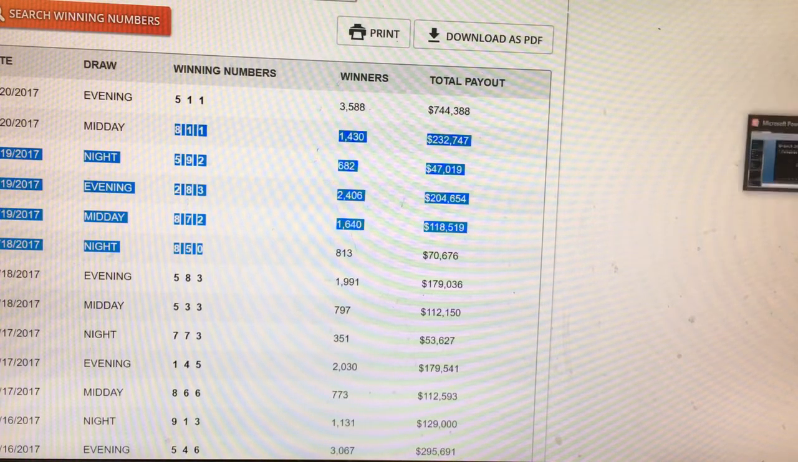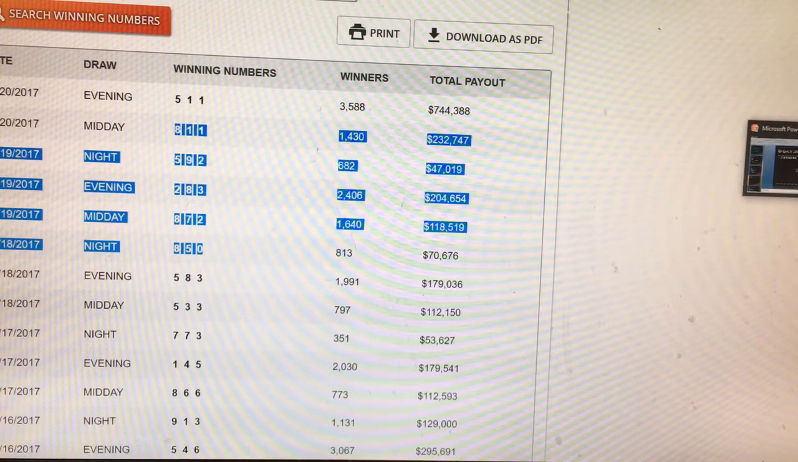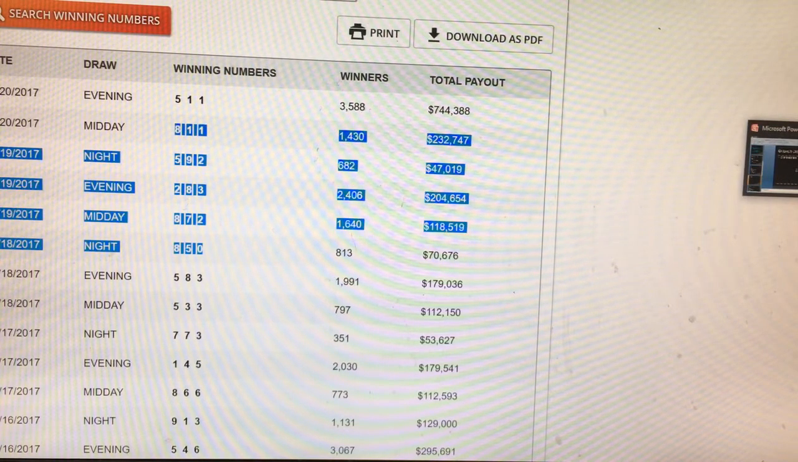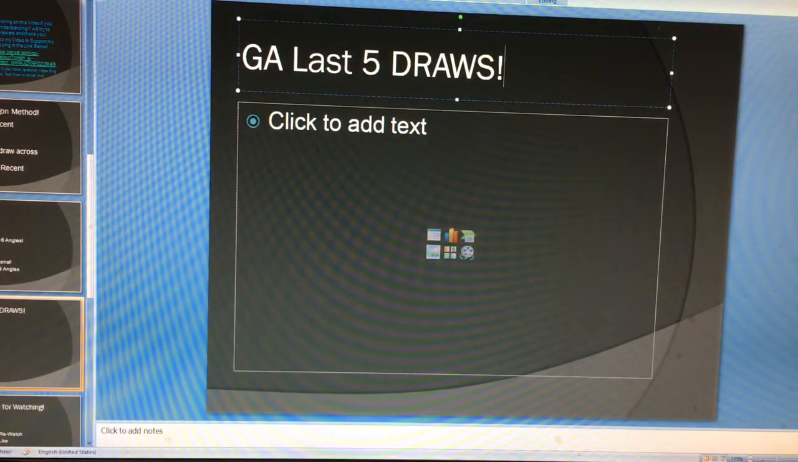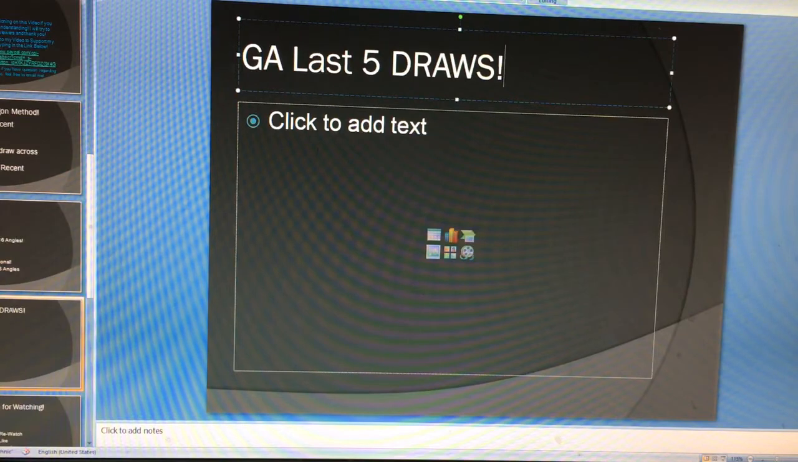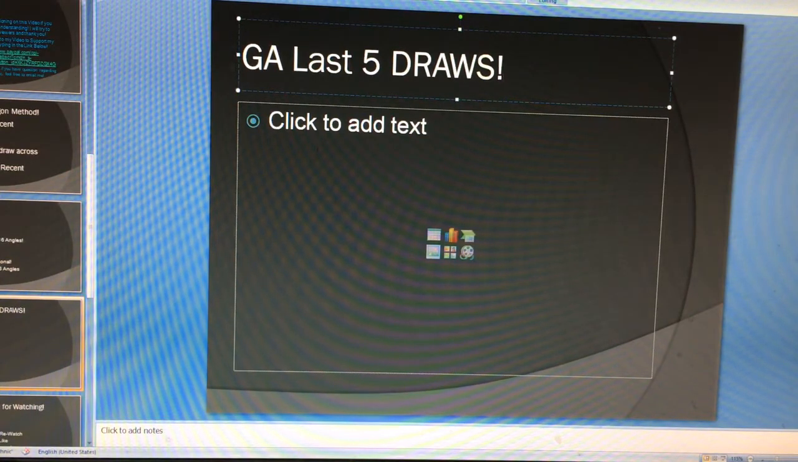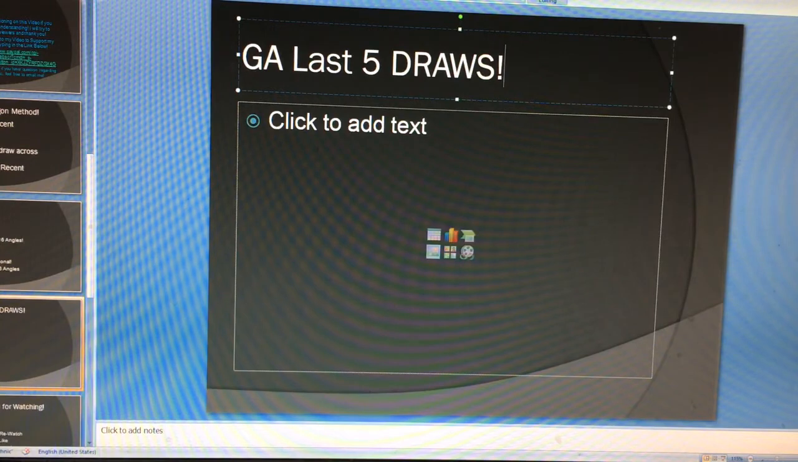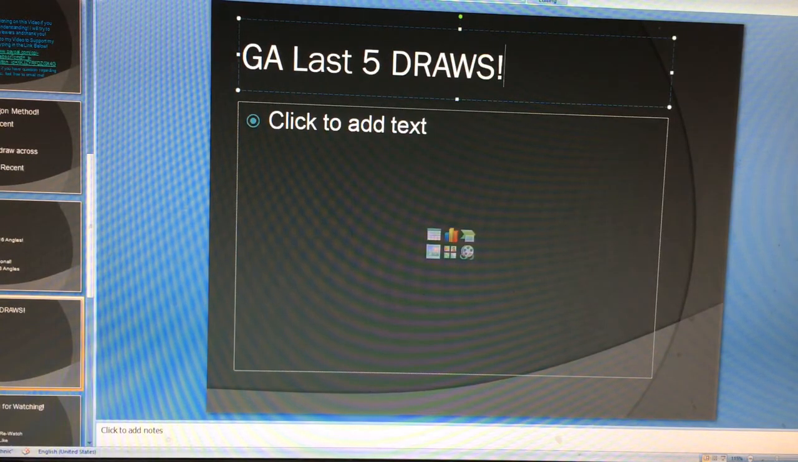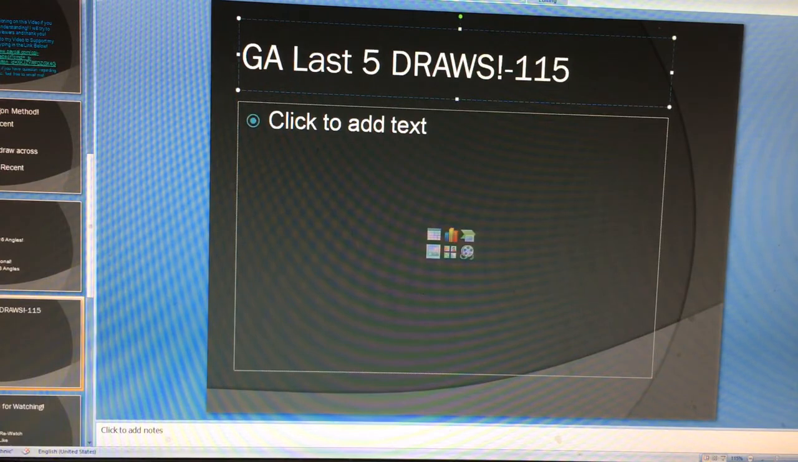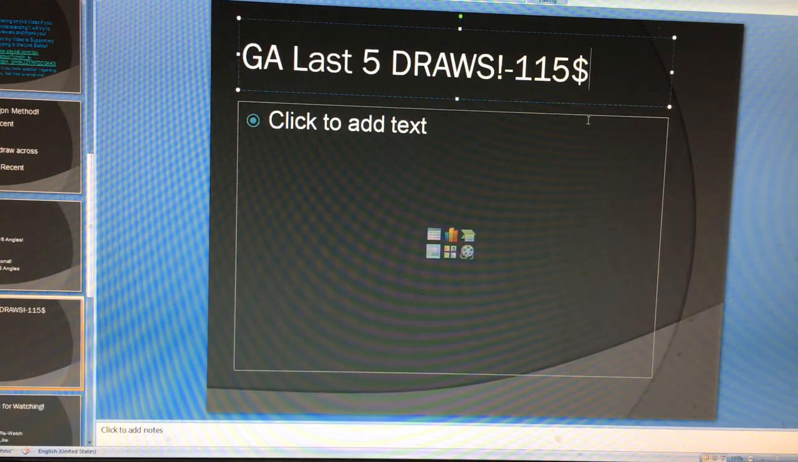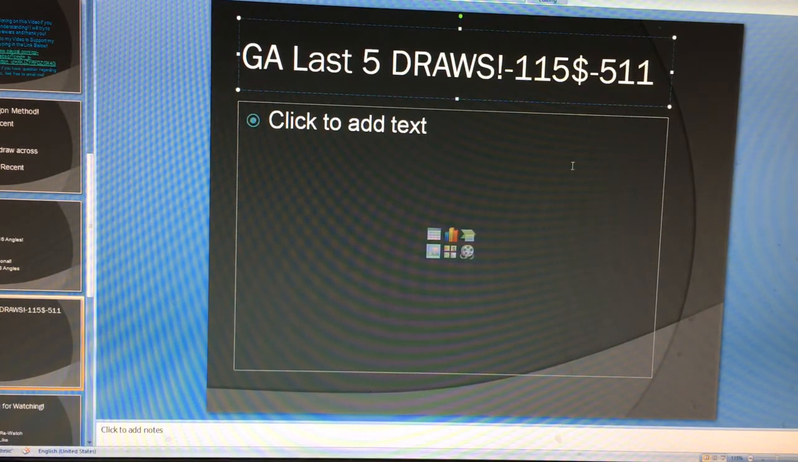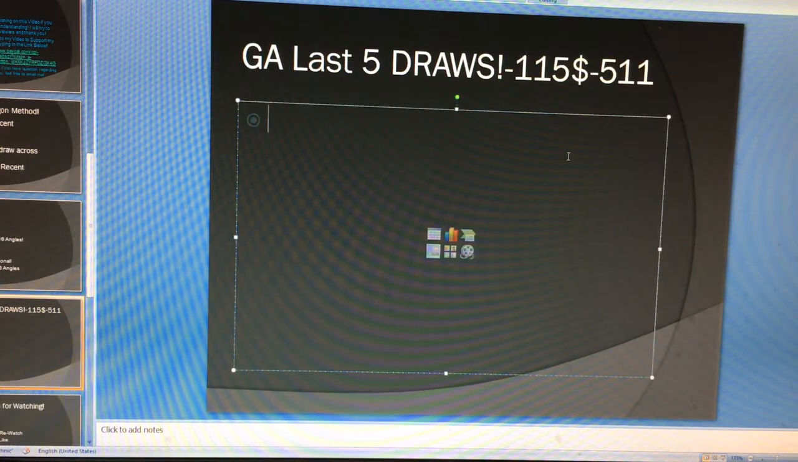So your last 5 draws: 811, 592, 283, 872, and 850. As you can see, the Pentagon method has 23 angles at 50 cents straight each. You will have to spend $230 divided by 2, which is $115 for the Pentagon method. $115 for the Pentagon method, because you're only playing straight hits. Now let's do the 511 that came for Georgia recently in the last 5 draws.